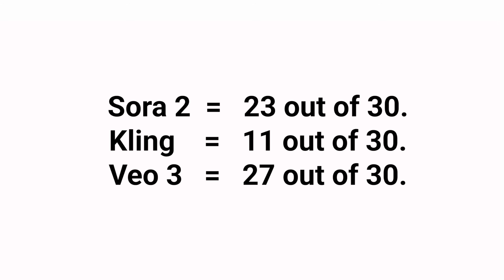Okay, let's add up the scores. Sora 2, 23 out of 30. Kling, 11 out of 30. VO3, 27 out of 30. The winner is VO3 from Google, and it's not really close. VO3 won 7 out of 10 rounds. The 4K quality, the built-in audio, and that cinematic look gives it a clear edge.